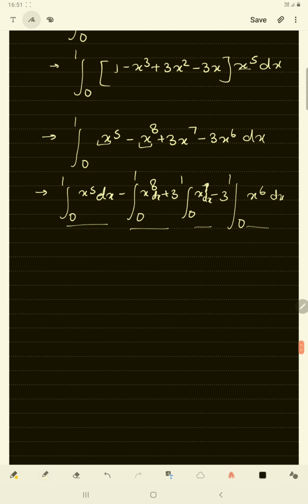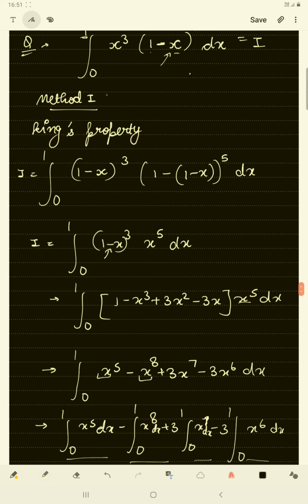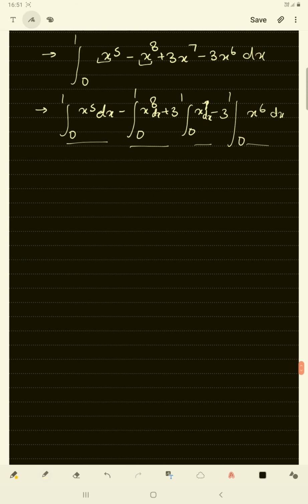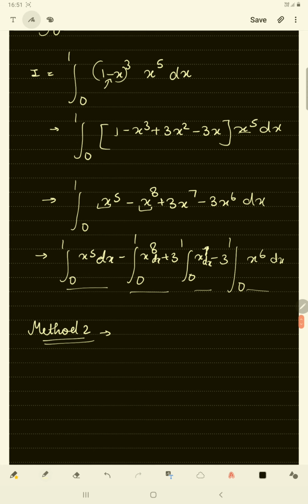But as you have seen, this method is a bit lengthy. So method 1 is what we use when we don't get any other method in our mind, and just solve the question for the sake of solving it. But instead of this, we can use method 2, which is actually based on substitution.